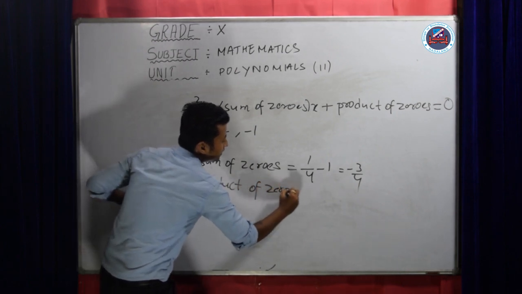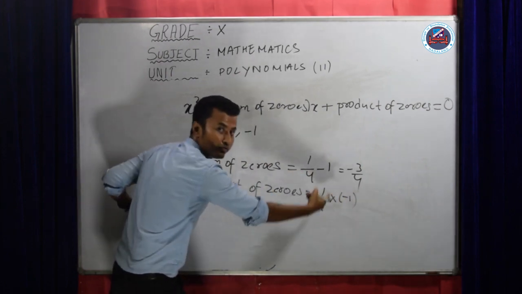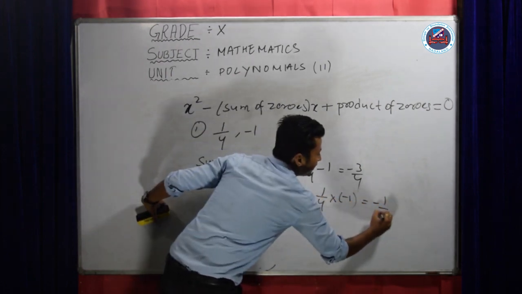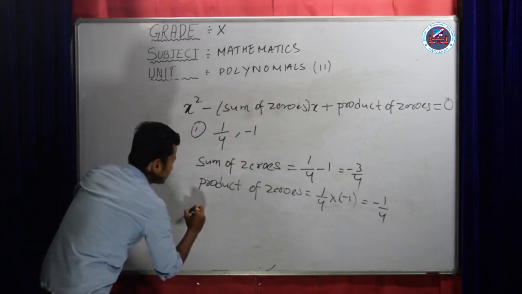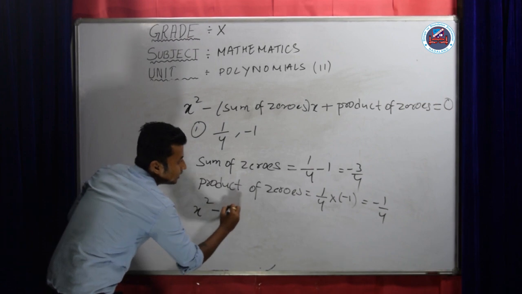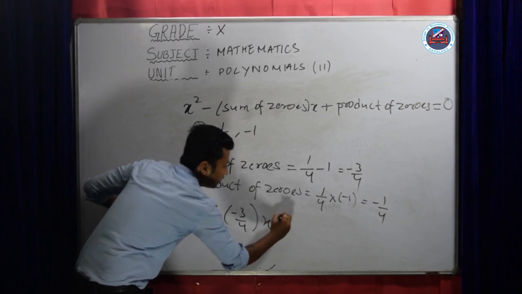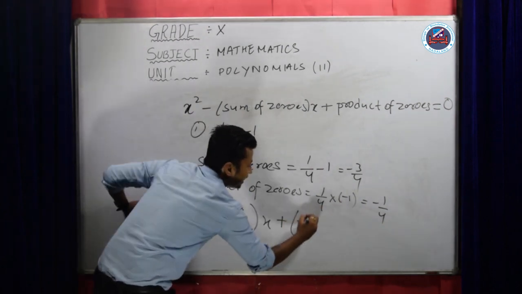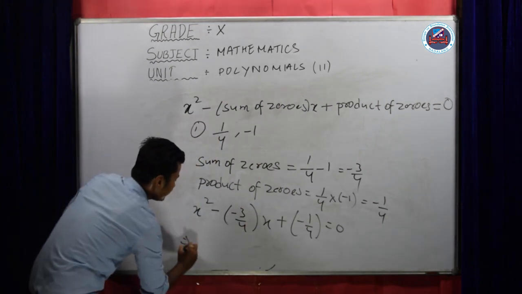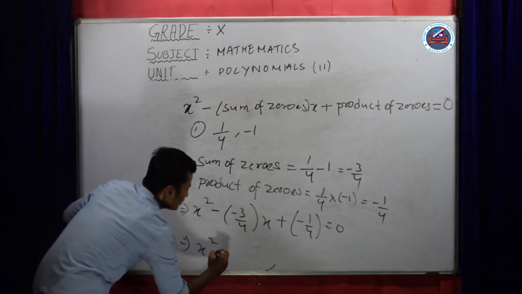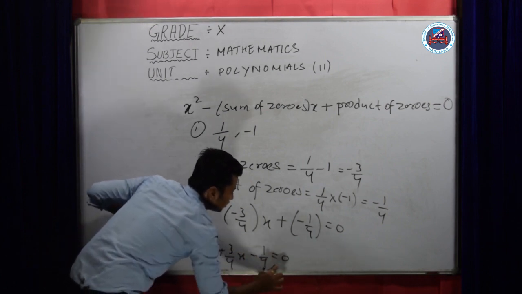Next, product of zeros. What is your product of zeros here? 1 by 4 into minus 1. What is 1 by 4 into minus 1? Minus 1 by 4. So can I put this in the equation? Chalo, let's put. So your equation is x squared minus sum of zeros, that is minus 3 by 4, into x plus product of zeros, that is minus 1 by 4, equals 0. So ultimately your final equation becomes x squared plus 3 by 4 x minus 1 by 4 equals 0.